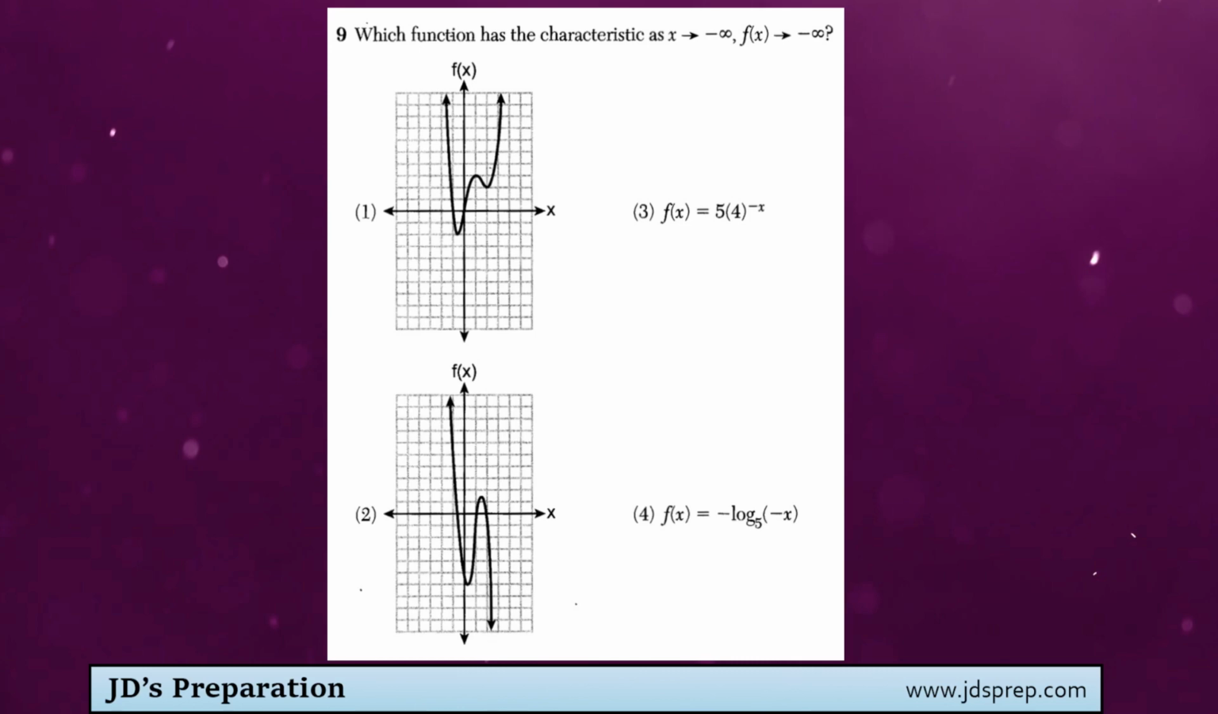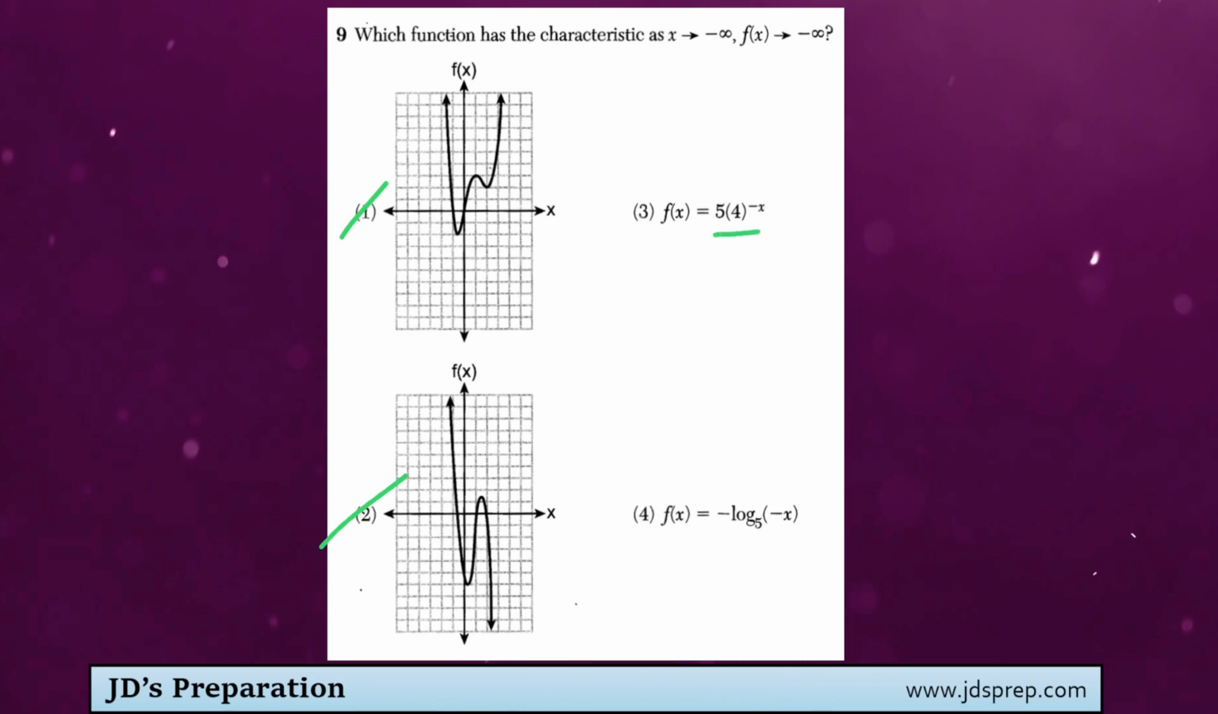Let's take a look and start at option number 1. So we've got x, of course, along the horizontal axis here, and we can see that as x approaches negative infinity, going this direction, f of x is in fact approaching positive infinity. It's going upwards. So that rules option number 1 out. Option number 2 is actually the same situation. As x approaches negative infinity, we can see that f of x is approaching positive infinity. Same situation.